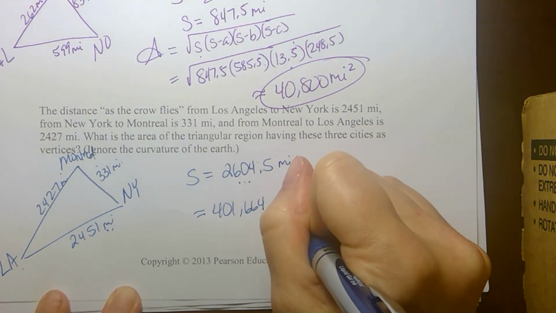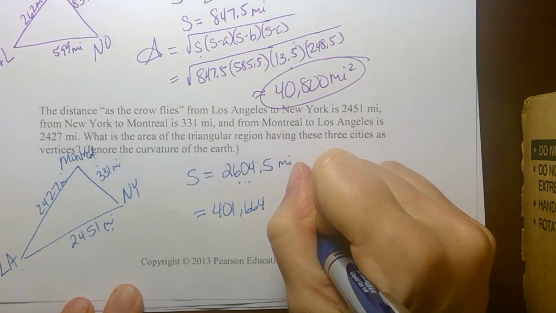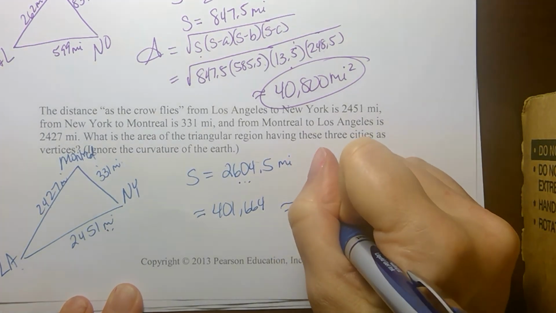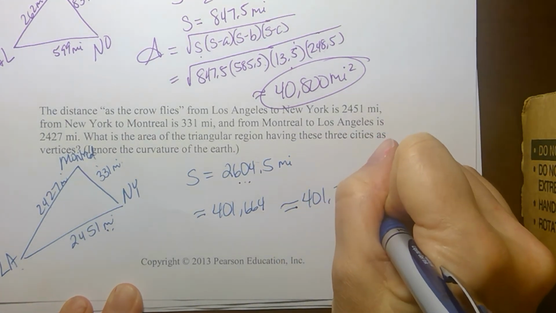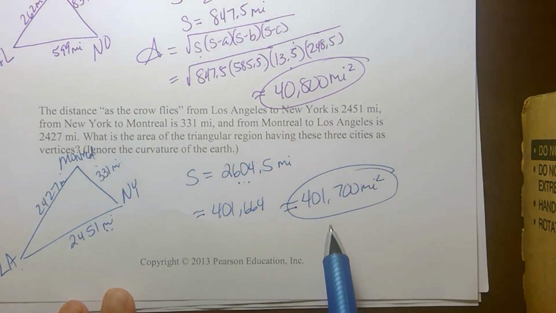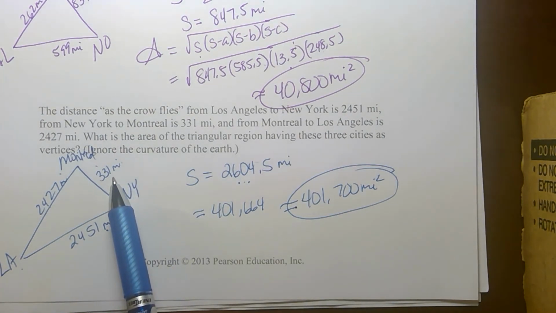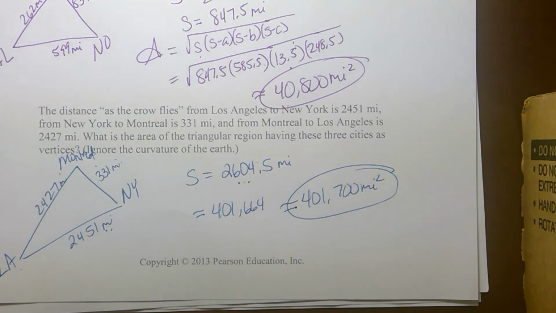401,664 square miles. If I round it to 4 significant digits, I would get 401,700 square miles. That's 4 significant digits, but I just noticed this only gives me 3 significant digits. Just pay attention in my math lab to what the problem is asking you to round to.